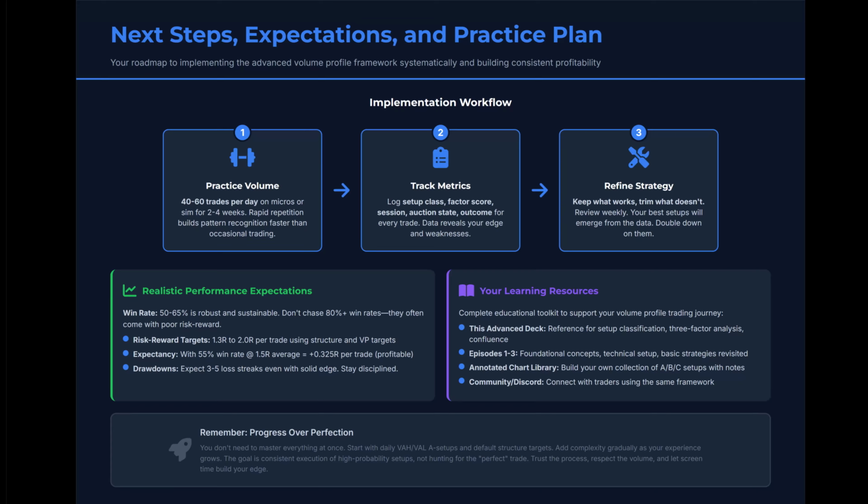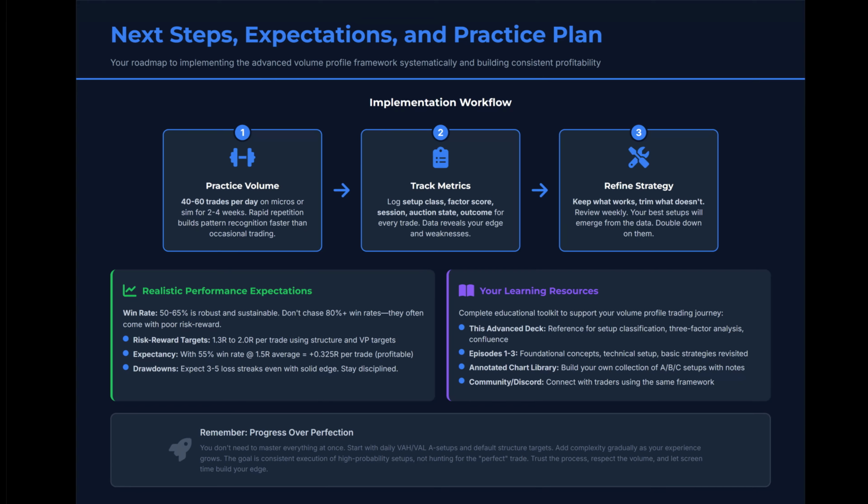Win rate. 50 to 65% is robust and sustainable. Don't chase 80% or higher win rates. They often come with poor risk-reward ratios. If you're winning 80% of your trades but only making half an R per win, you're not building wealth, you're treading water. A 55% win rate with 1.5 R average wins is far more profitable than an 80% win rate with 0.5 R average wins. Focus on expectancy, not win rate.